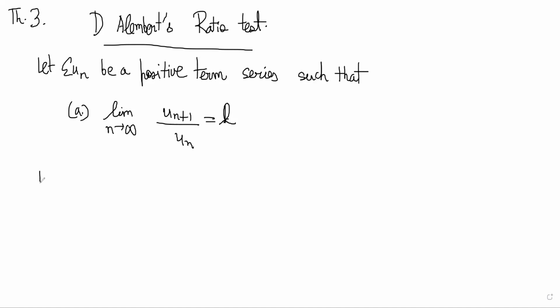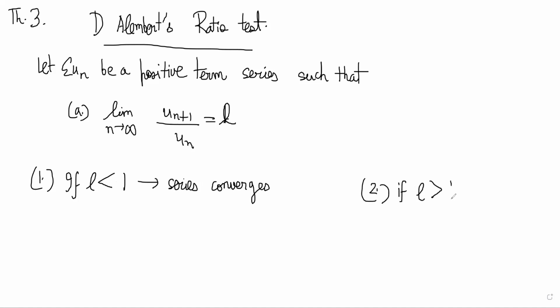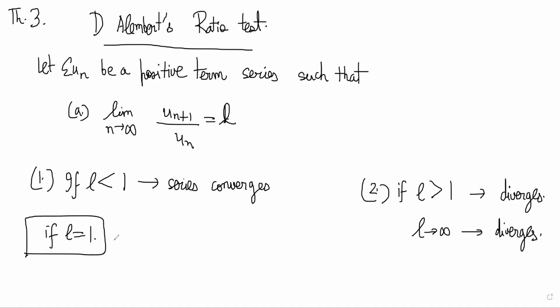Now, what you can say is if L is less than 1, the series converges. If L is greater than 1, it diverges. Basically, if L tends to infinity, then it also diverges. If L is equal to 1, we can't say anything. It could be converging or diverging.